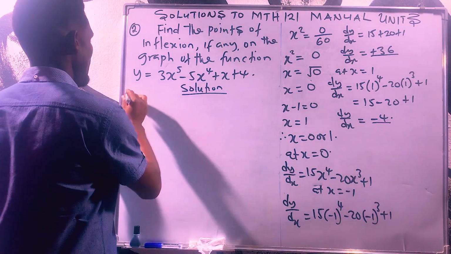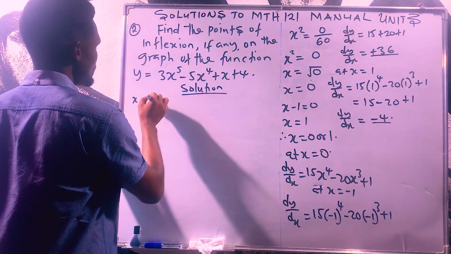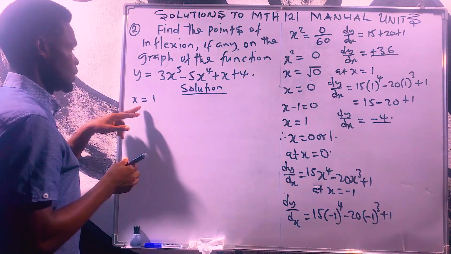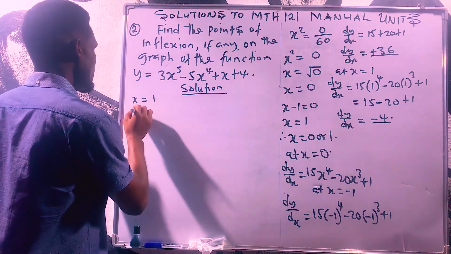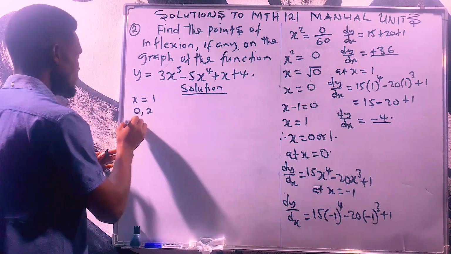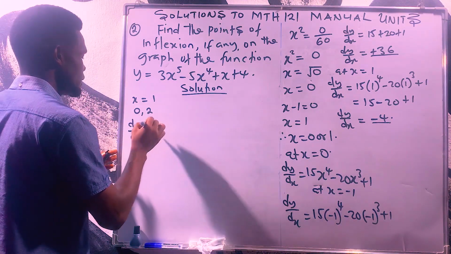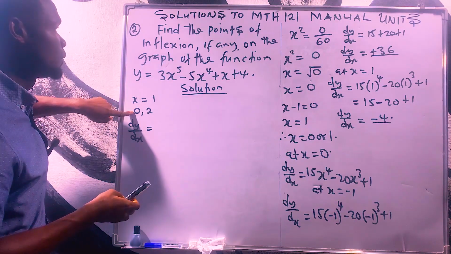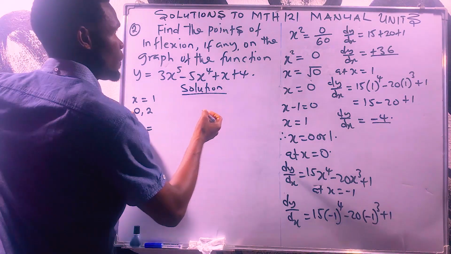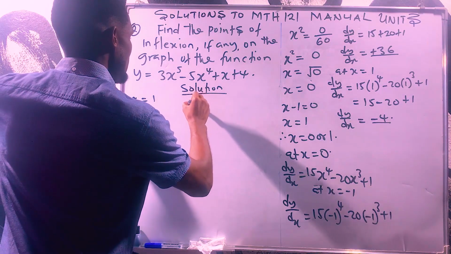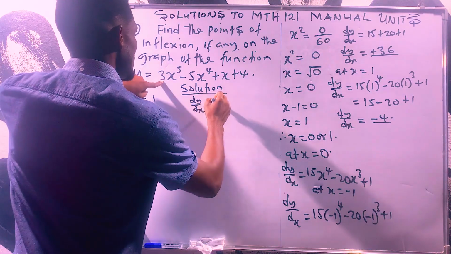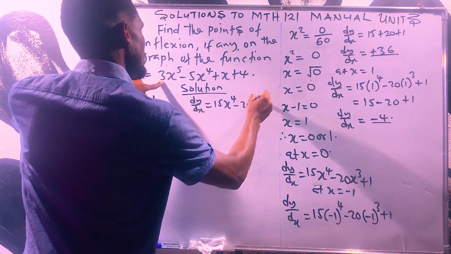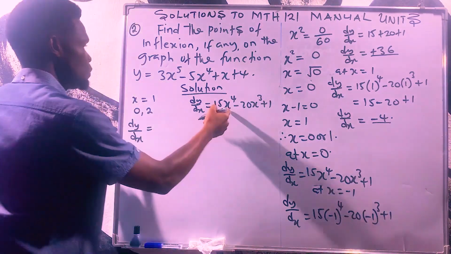All right. So at x equals 1, what is the region? It is 0 and 2. So let's find dy/dx, the first derivative at the point 0. The first derivative dy/dx is equal to 15x raised to the power of 4 minus 20x raised to the power of 3 plus 1. So let's put it there.